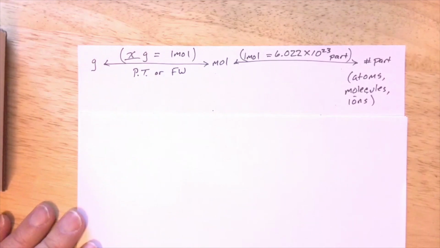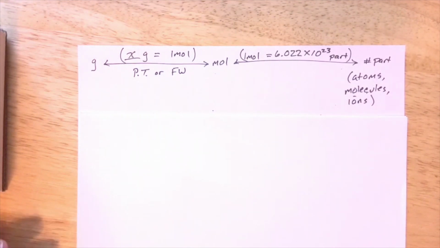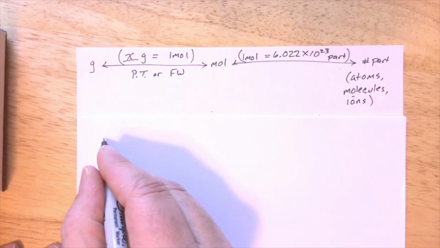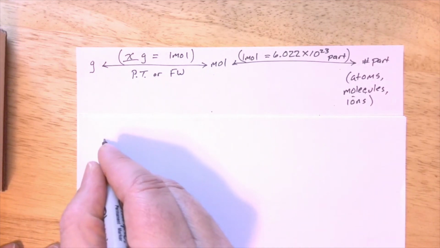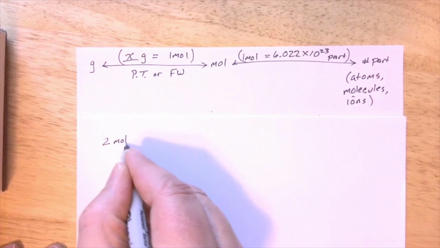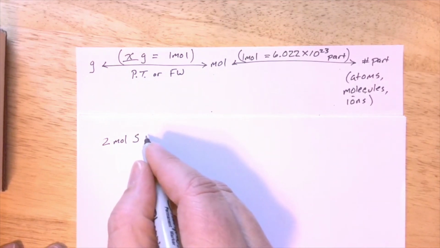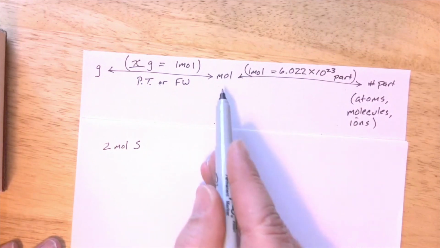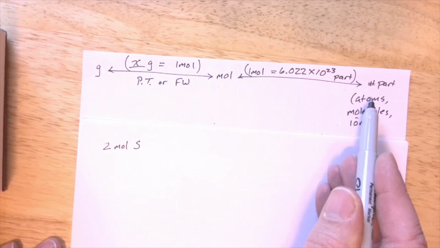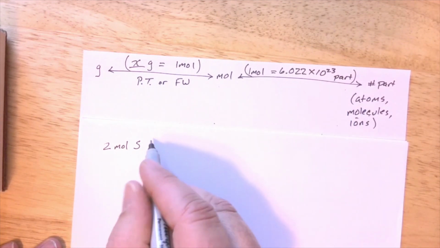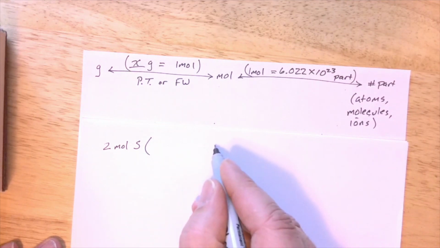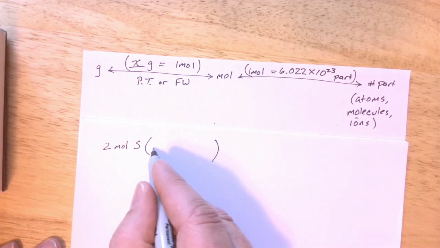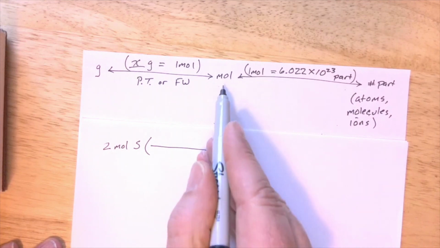Alright, so the next question is, number 4, how many atoms are in 2 moles of sulfur? So again, start with what's given to you. You have 2 moles of sulfur. And we want to know how many atoms are there. So all we're doing here is going from moles to the number of atoms, or number of particles. So open up a set of parentheses. So you go from moles to number of atoms.